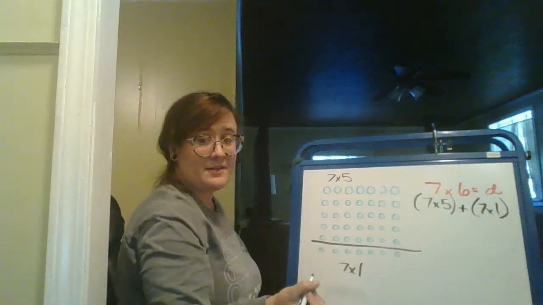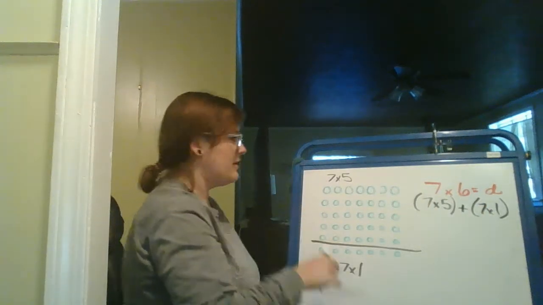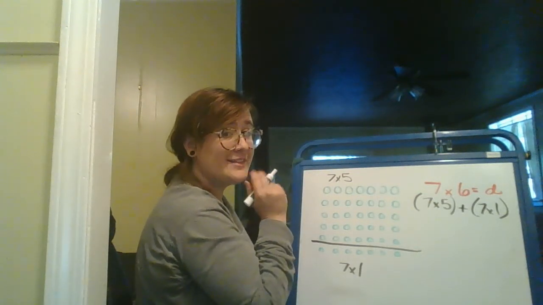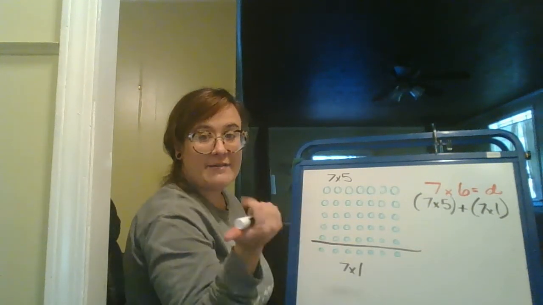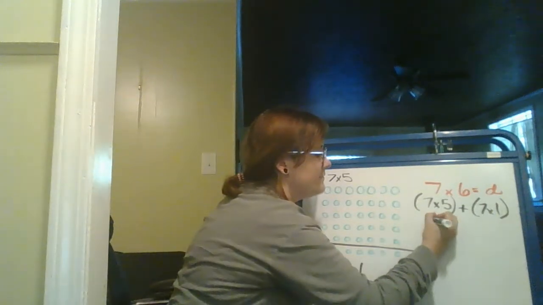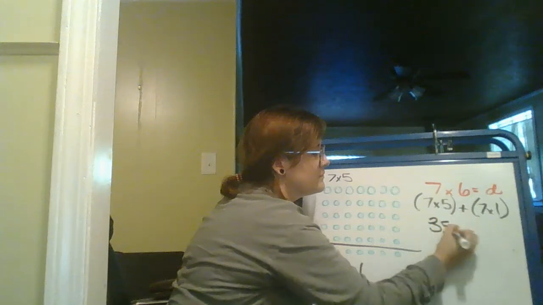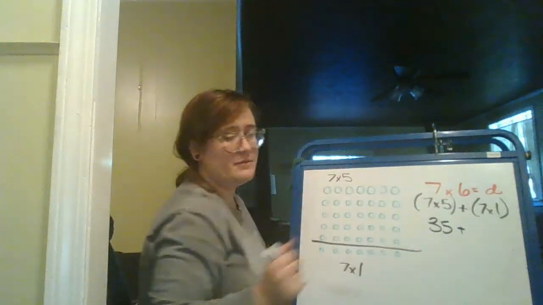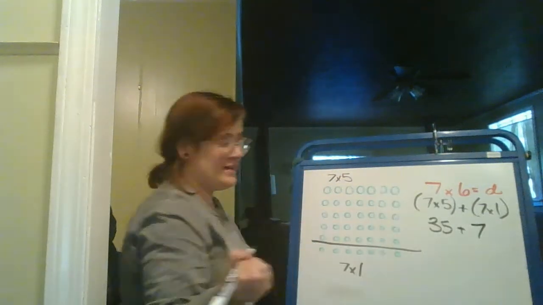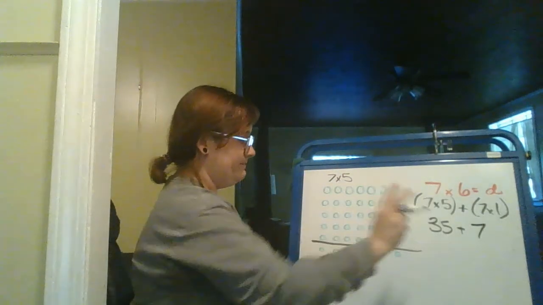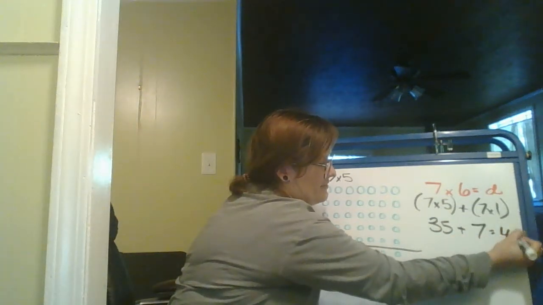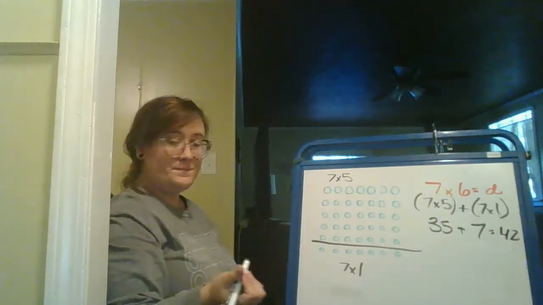We know we'll add it together when we're done because we're going to put our array back together. Okay, 7 groups of 5. You know that fact? We can count it together. 5, 10, 15, 20, 25, 30, 35. Plus 7 groups of 1. That's easy, right? Anything times 1 is that number. So 7 times 1 is 7. 35 plus 7 equals, you guessed it, 42.